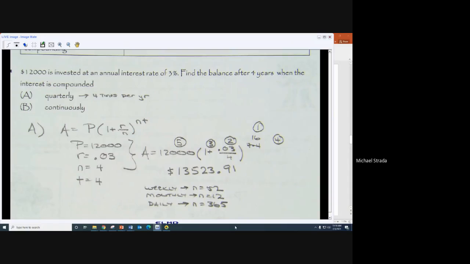When you do these, if it's weekly, assume there's 52 weeks in a year. Monthly is 12, daily is 365. Don't worry about leap years. Don't worry about the extra day in a year.